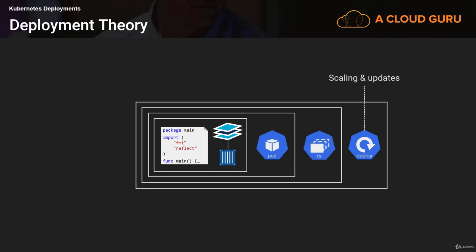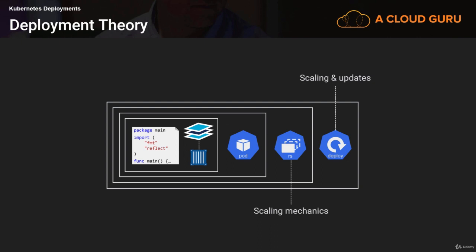So the replica set sits in between the deployment and the pod, and then it's the replica set that actually takes care of any of the mechanics of scaling related operations that the deployment kicks off. But you know what? You rarely see them, because they're managed by the deployment, and it's the deployment that you'll be interacting with, or at least you should be.